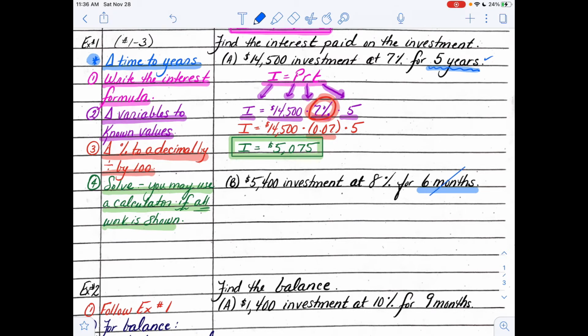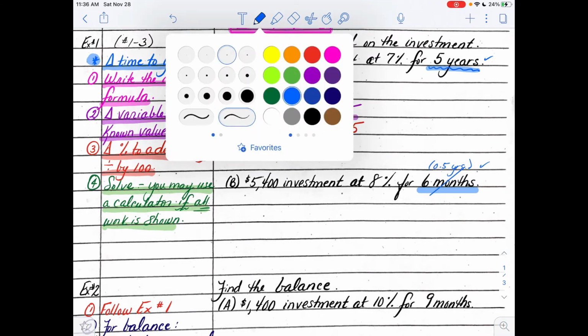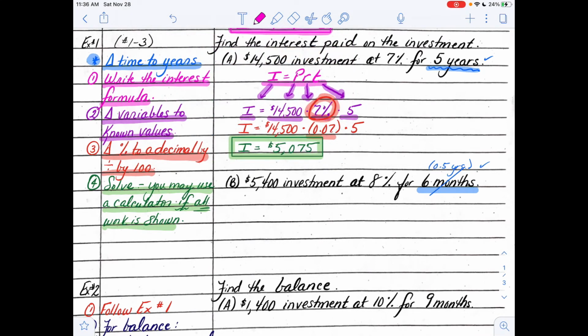Exactly. 6 months is half a year. So I'm going to change this to 0.5 years. You have to make sure that your time is in years before you start. Now that it is, I can begin my step 1, which is to write down that interest formula. I equals PRT. Interest is the principal times the rate times the time.